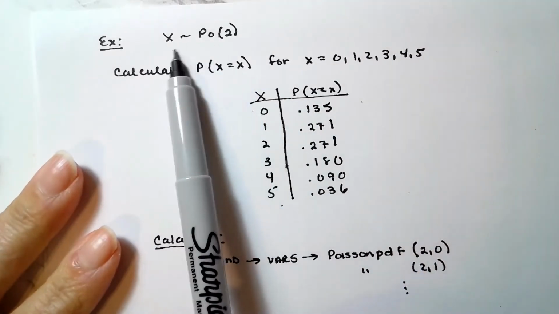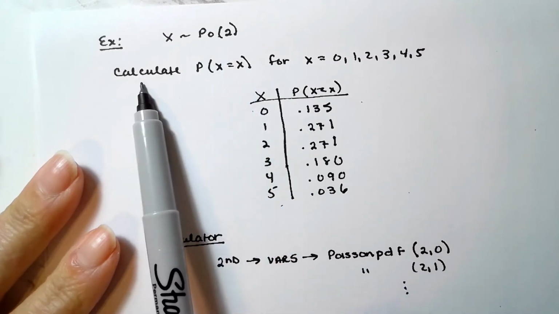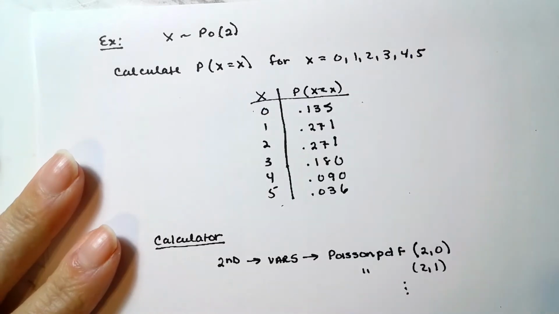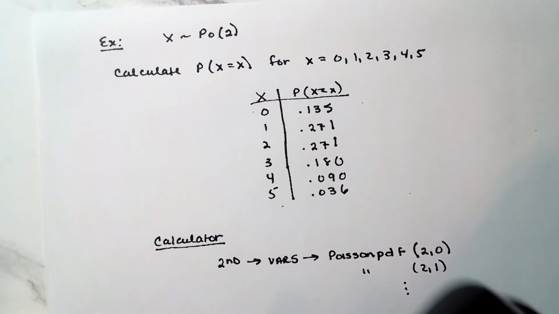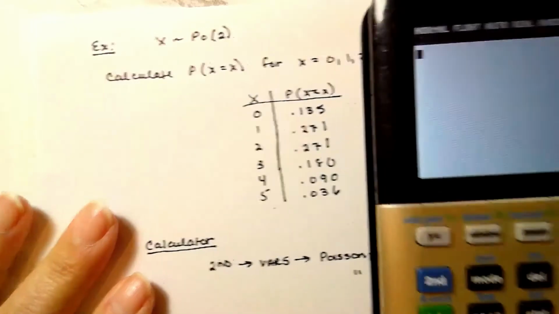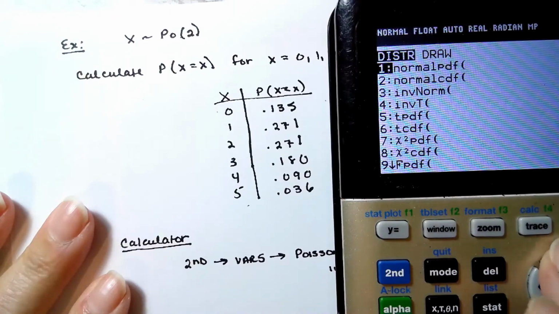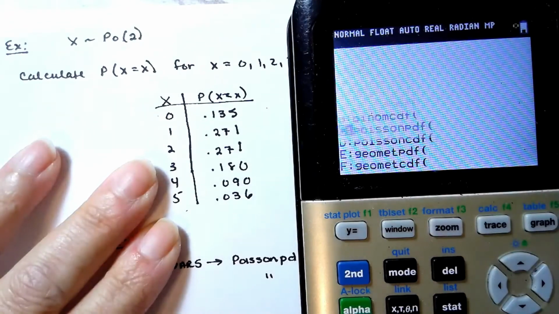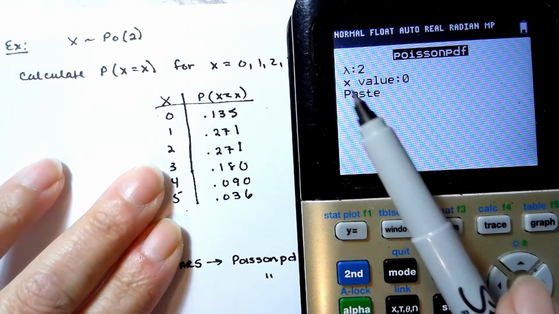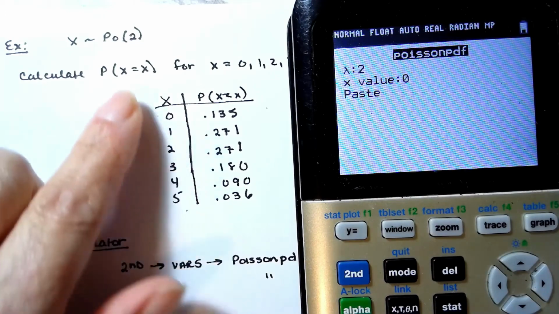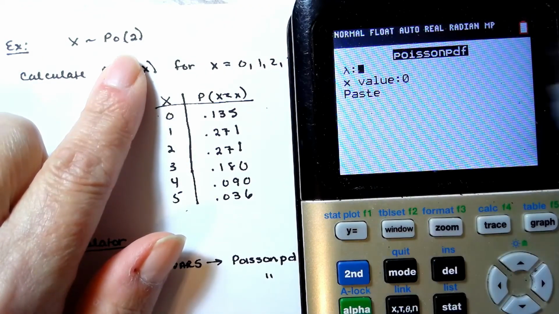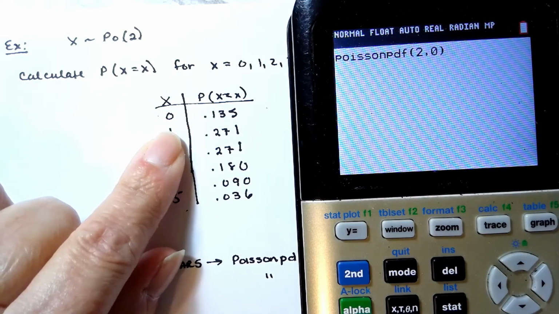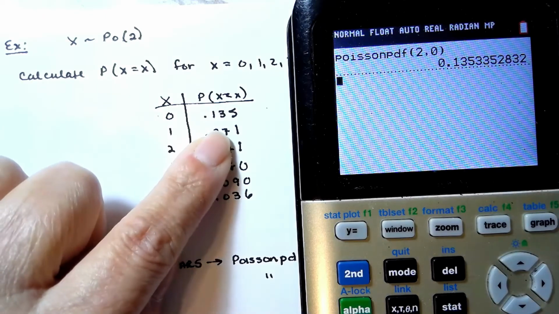So here we have a Poisson distribution with a parameter of 2, and they want you to calculate the probability that X equals x for all of these values of x. Okay, so again, you have to use your calculator, and I put what to do there: second, vars, and you go to Poisson PDF, and press enter. You see your calculator uses lambda. So if my parameter is 2, that's what I'm going to plug in there, and now I need to compute when x is equal to 0, so you plug a 0 in there, and you get 0.135.